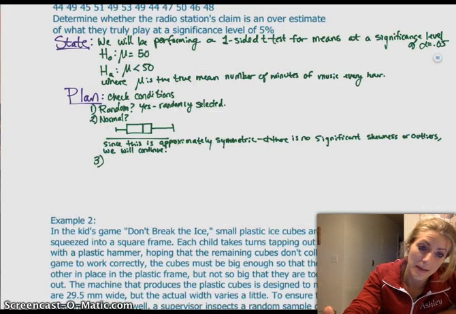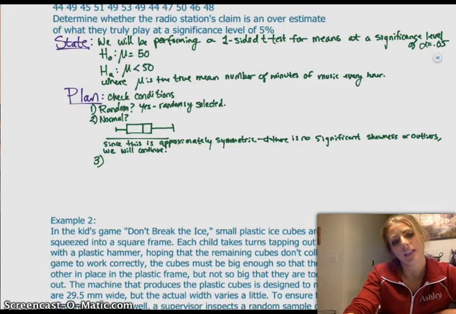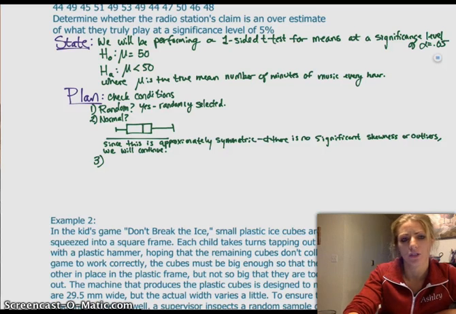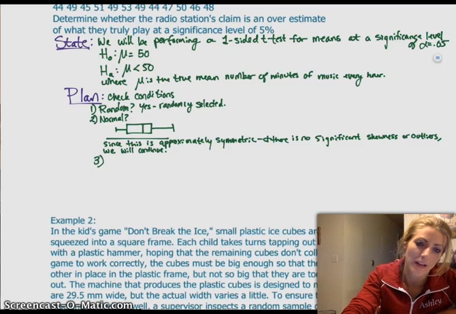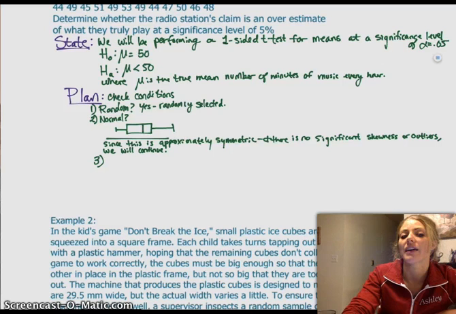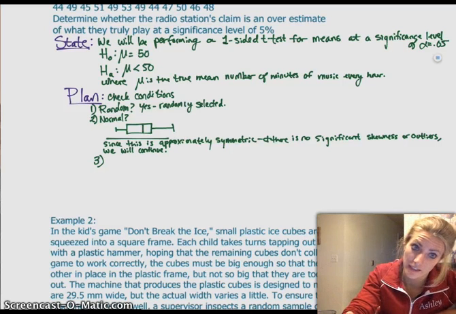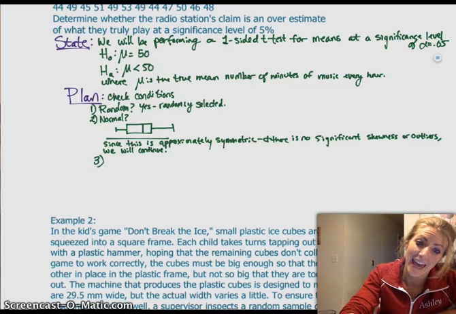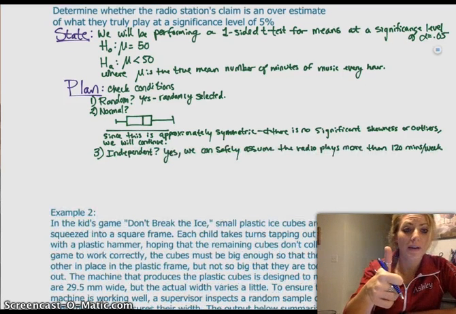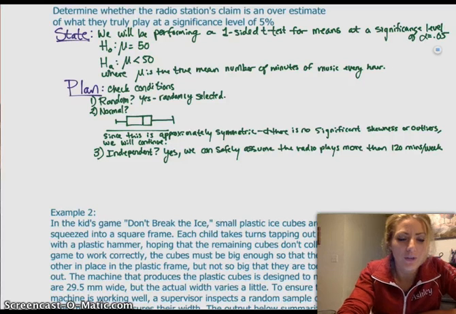And lastly is the independent condition, which is n less than or equal to 10% of the population. So we assume, I think pretty accurately, that there are more than 120 hours of radio played. So our conditions are met. Woohoo! So now we can go to the do step and just do all of our calculations.